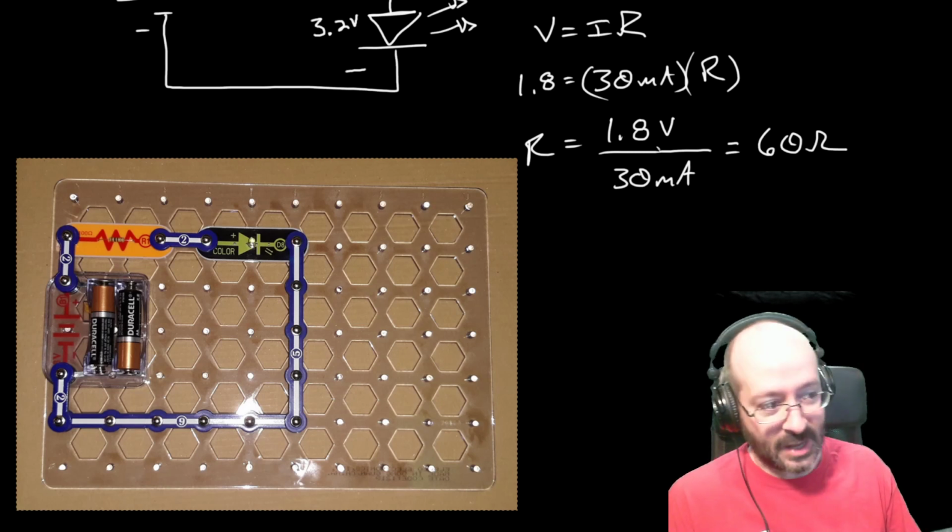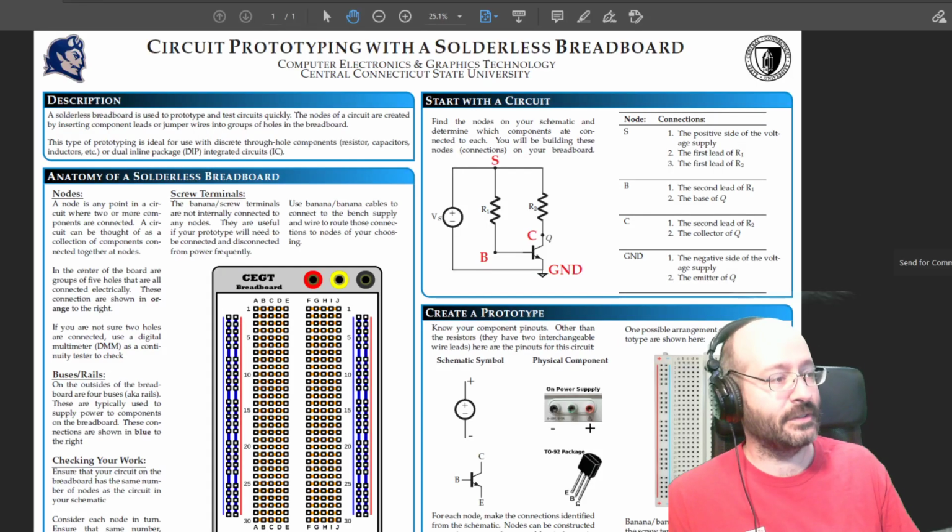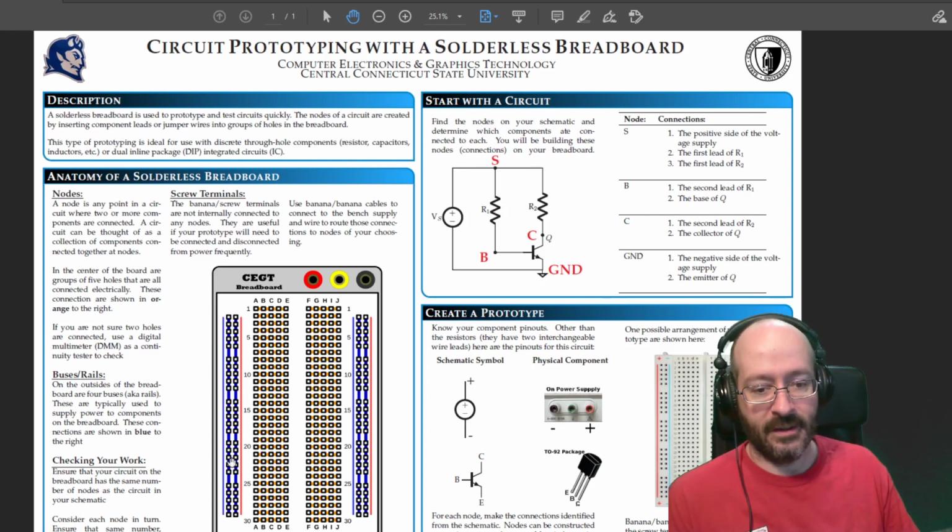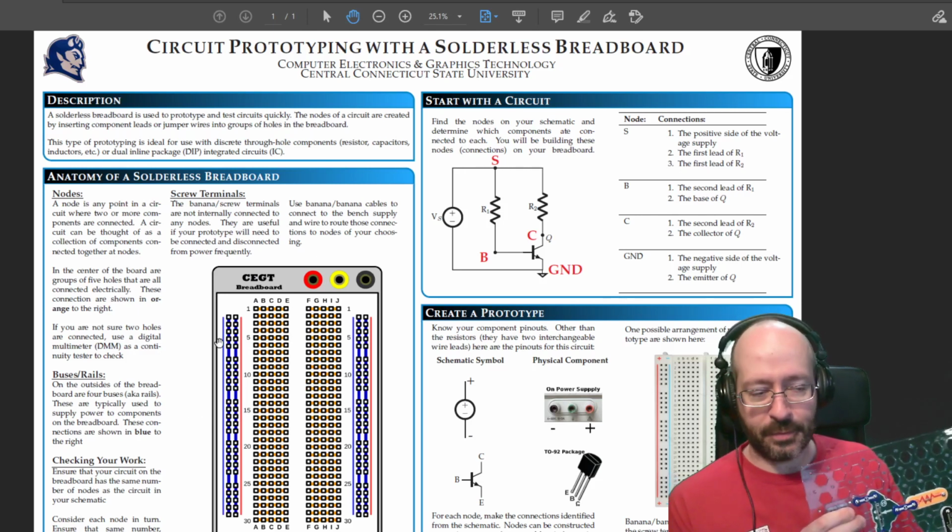This is how I get around copyright laws. I use my own posters. Okay, it's going to look something like this over here, and we can make the connections with that. So we can build some pretty complex circuits.